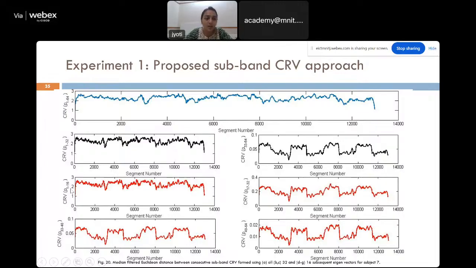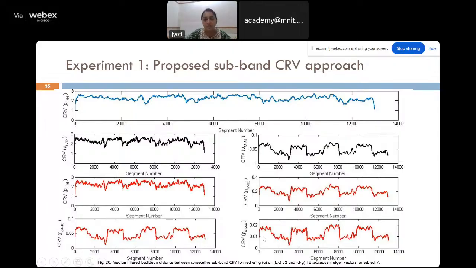So further we have divided it into small segments. Here we have taken only eigenvectors 1 to 16, then 17 to 32, then 33 to 48, and then 49 to 64. Different blocks of eigenvectors weighted with their eigenvalues were summed, and then we found the Euclidean distance. So basically, for each frame we are finding a feature vector and finding the Euclidean distance from the previous frame. What is the distance of this feature vector from the previous frame? So this is the whole approach.